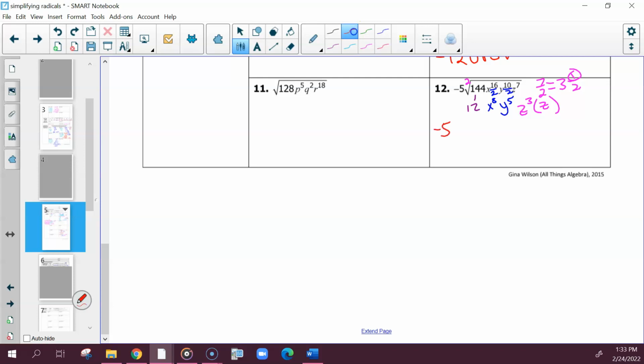We have negative 5 times 12 times x to the 8th, y to the 5th, z to the 3rd. On the inside of that, we have z. So the last thing we have to do is multiply. So we have negative 60 x to the 8th, y to the 5th, z to the 3rd times the square root of z.